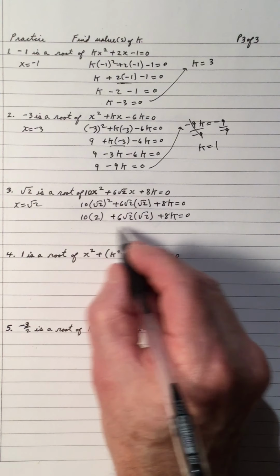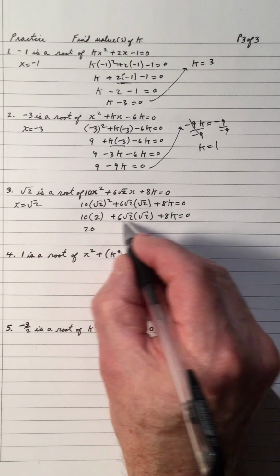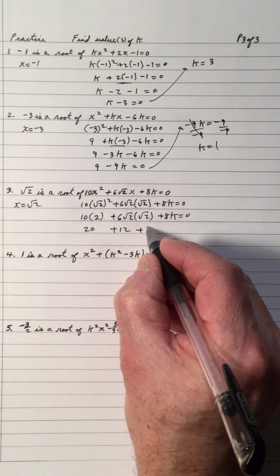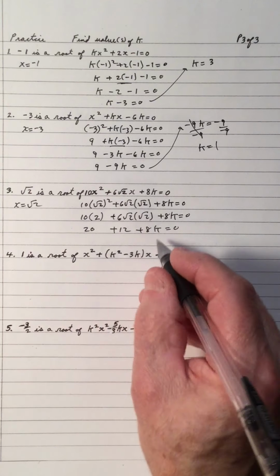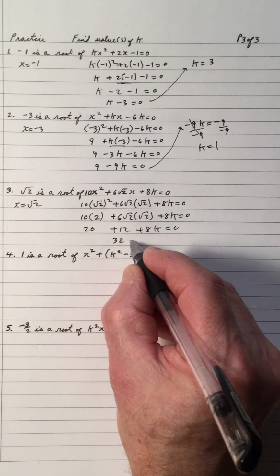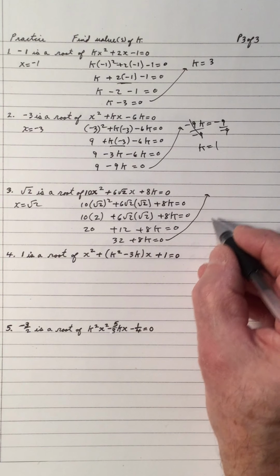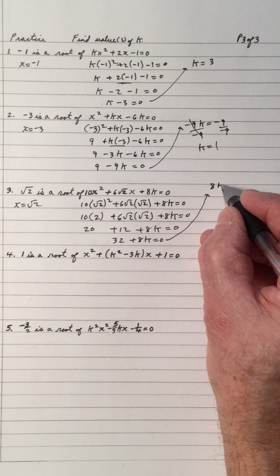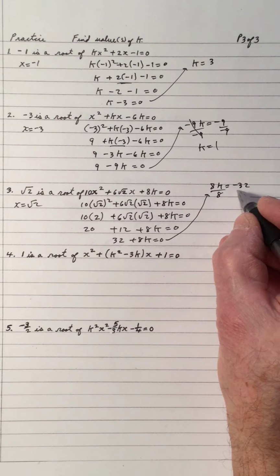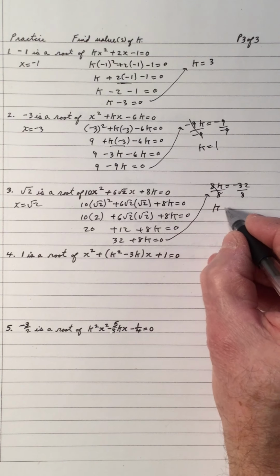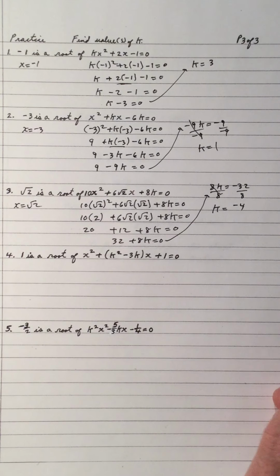Now I have to multiply from left to right. Root 2 times root 2 is 2. 6 times 2 is 12. I'm going to simplify the right side, so I get 32 plus 8k equals 0. And now I transpose. The variables are on the left, the numbers are on the right, so the 32 goes to the right, becomes negative. Divide by 8, k's cancel, and I get a negative 4. Perfect.